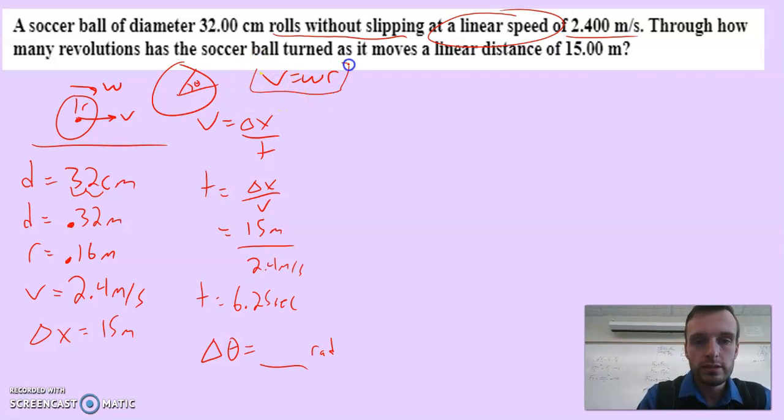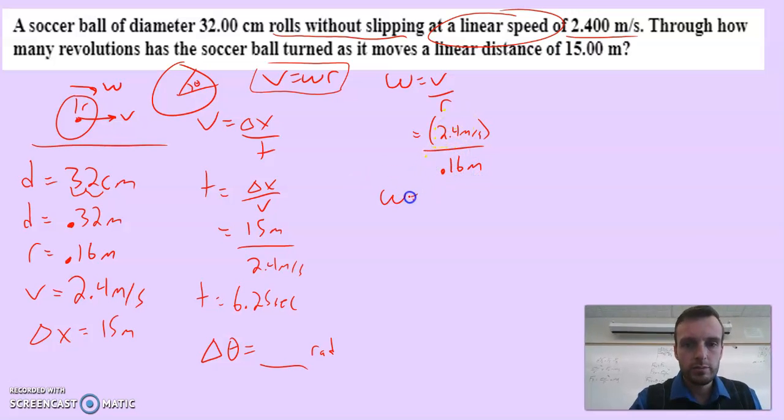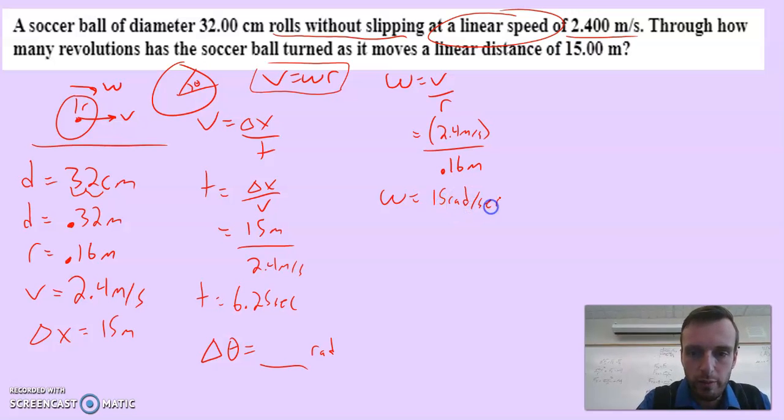So since it's rolling without slipping, we know v is equal to omega r. That means omega is equal to v over r, which means that our omega here is going to be 2.4 meters per second divided by our radius, which is 0.16 meters. And our omega for this problem is going to be 2.4 divided by 0.16, or 15 radians per second. Again, remember that omega is in radians per second.